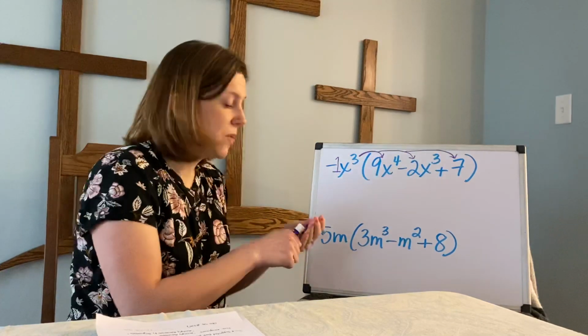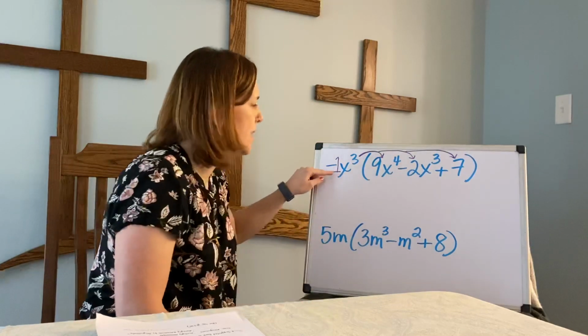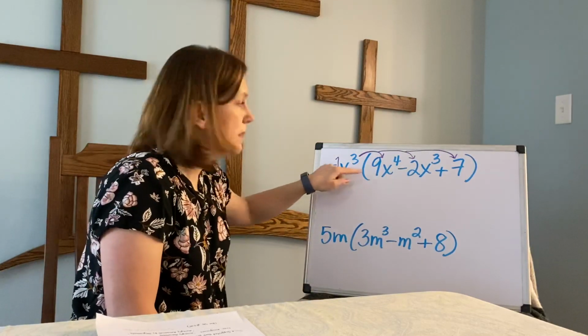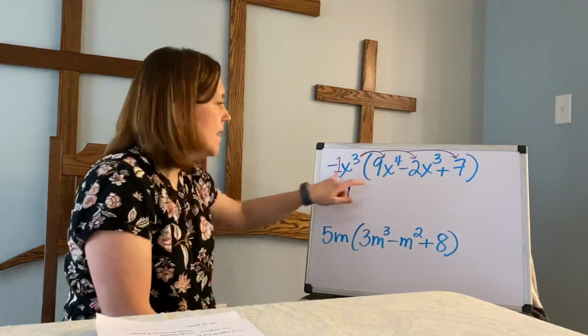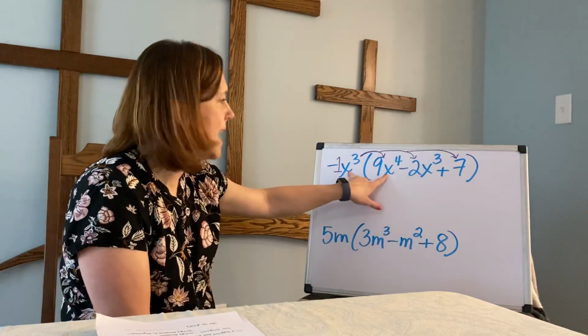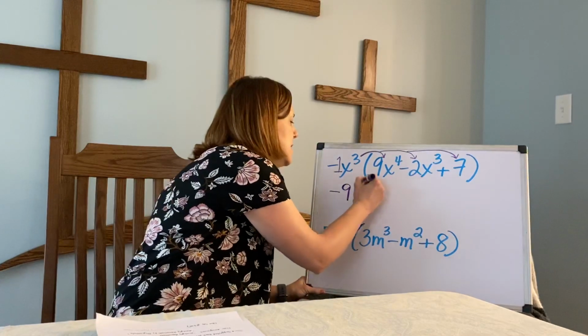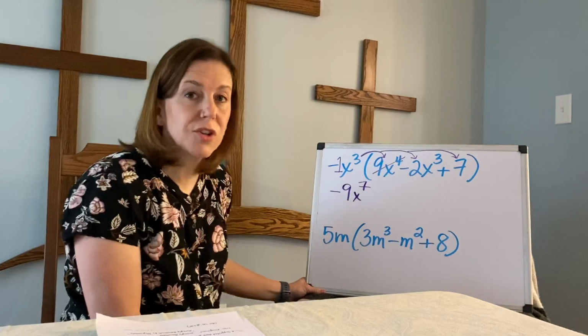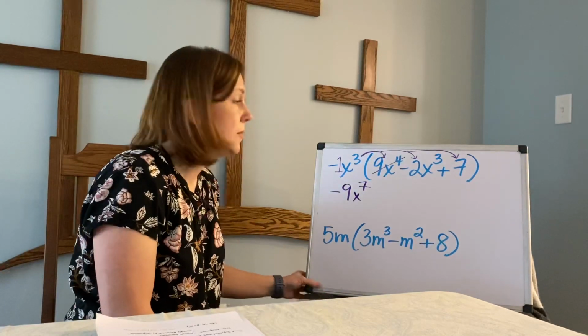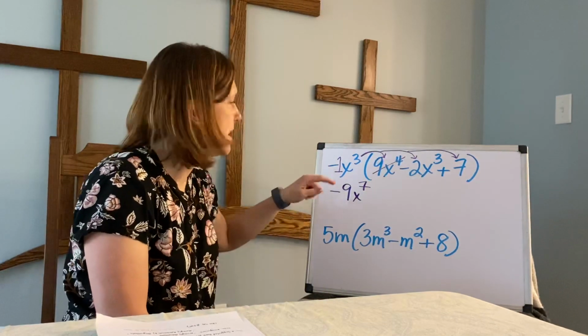So my first thing that I'm going to do is multiply the numbers. Negative 1 times 9 gives me negative 9. Then I use my power rules here with my x's, and I get x to the 7th. Okay, I've dealt with that first term inside my parentheses. I'm going to go ahead and complete the process.